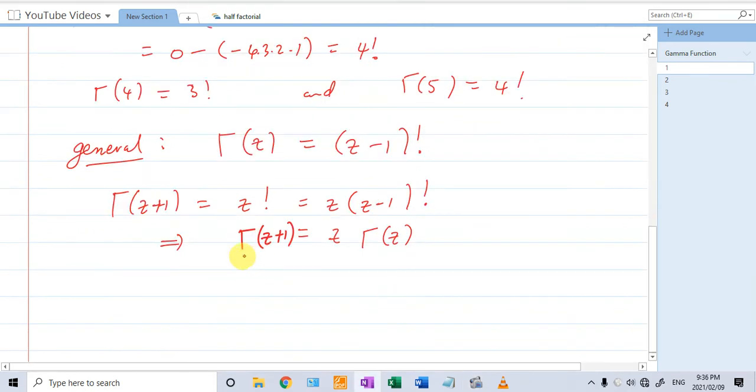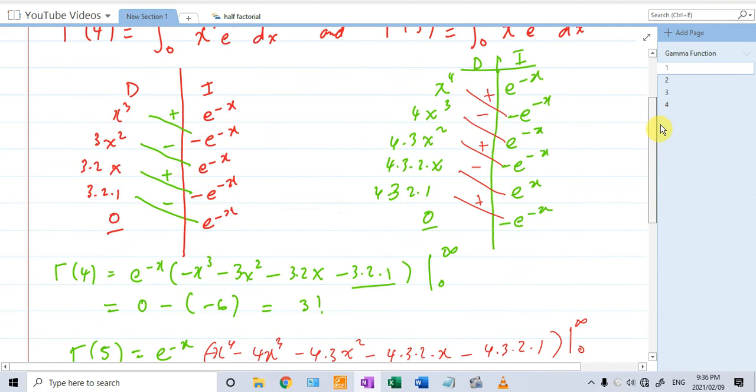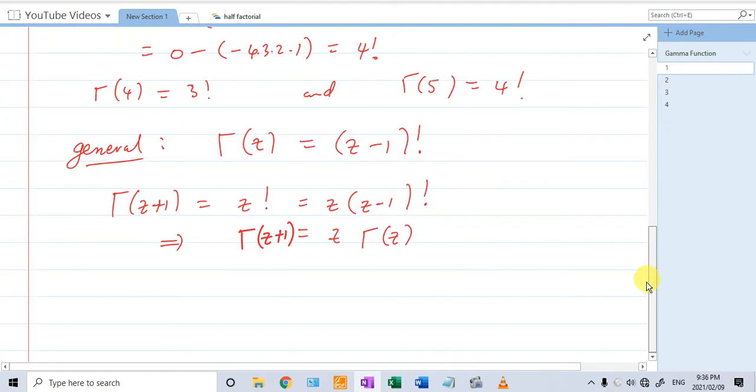Right, so we are back. What we've said is that gamma z plus 1 is actually equal to z into gamma z, because we can of course use integration by parts repeatedly. So if you have to do this, what you can actually say, for the general result, is that it's actually a gamma function.